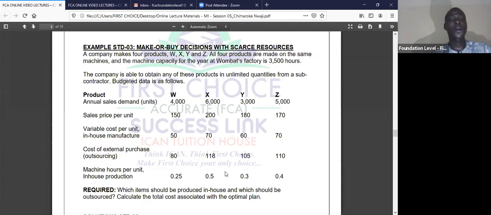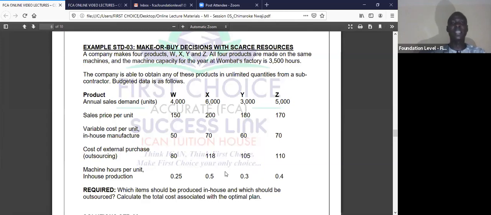Now, a company makes 4 products. We call them products W, X, Y, and Z. Now, these are the 4 products the company makes. All the 4 products are made on the same machine.